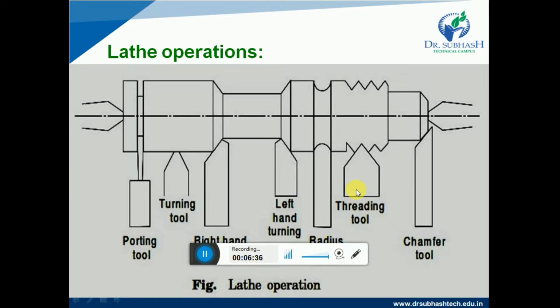Another important operation is thread cutting. It is the operation used to produce a helical groove on a cylindrical or conical surface by feeding the tool longitudinally when the job revolves between the two centers, right? It is threading: outer threading and inner threading. We can give the example of nut and bolt: the nut is an example of inner threading, and the bolt is an example of outer threading, right?